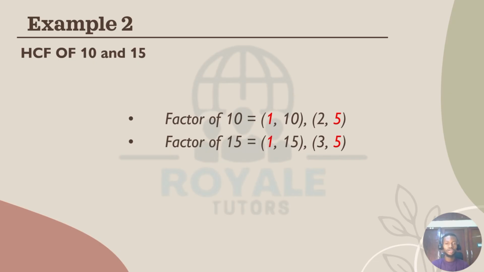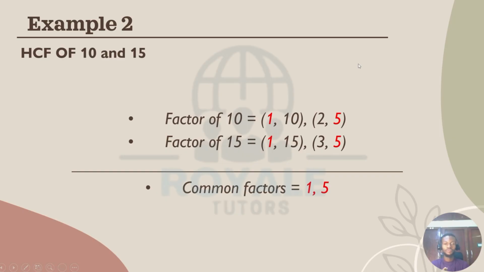So the factors of 15, we have 1 and 15, 3 and 5. Now let's look at the common factors. The common factors are 1 and 5. Then the highest of them, we have 1, we have 5. Then the highest common factor is 5.